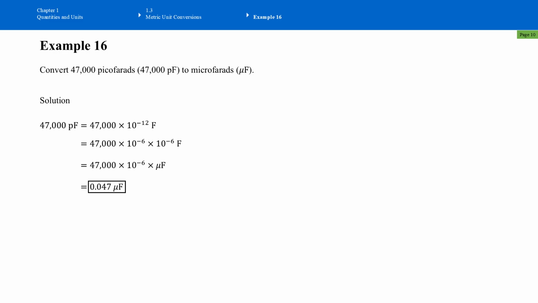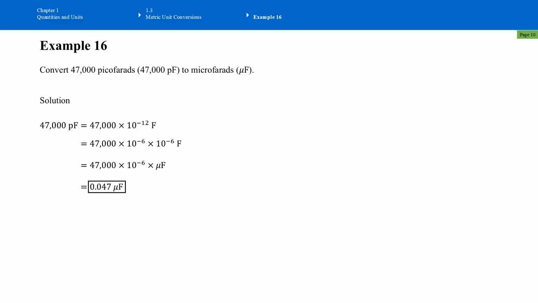Because we want to convert from pico to micro, and the micro is 10 to the negative 6, we are going to break that 10 to the minus 12 into 10 to the minus 6 times 10 to the negative 6. Therefore, the expression can be written as 47,000 times 10 to the minus 6 times 10 to the negative 6 farad.